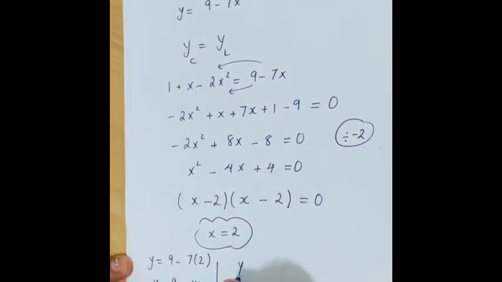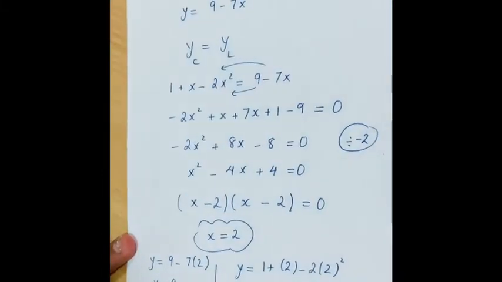Or if you decide to use the equation of the curve, 1 plus 2 minus 2 by 2 squared, then y equals 3 minus 8, which is negative 5. As you see, the two values are the same. So the intersection point is 2 and negative 5. You're supposed to start from the x, then y.